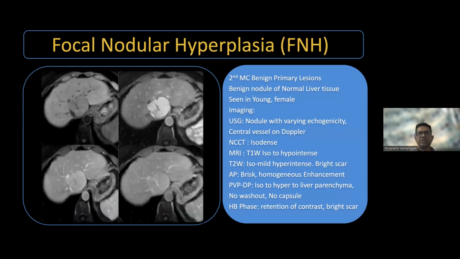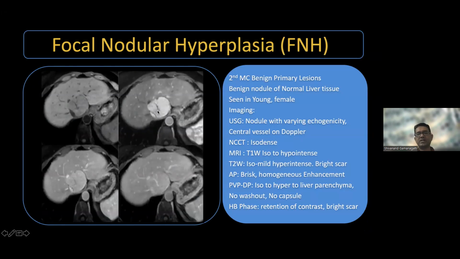Now coming to another common benign entity, which you should not mistake for an HCC or any metastatic lesion, that is focal nodular hyperplasia. So this typically remains iso-intense on T1 and T2 and shows homogeneous enhancement in the arterial phase and becomes slightly iso or remains hyper to the rest of the liver.